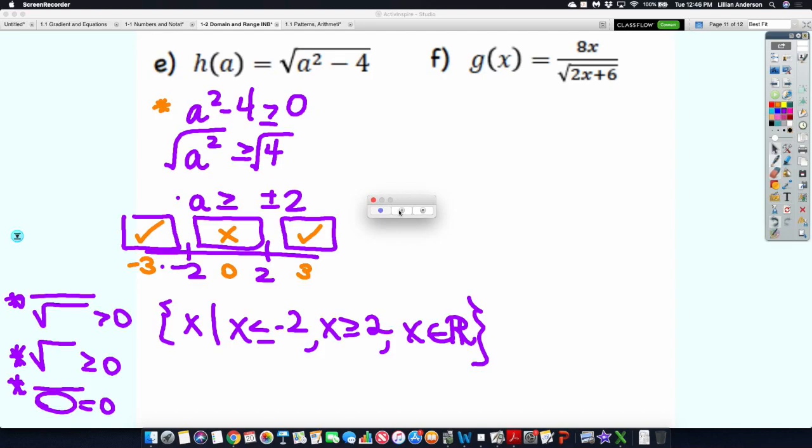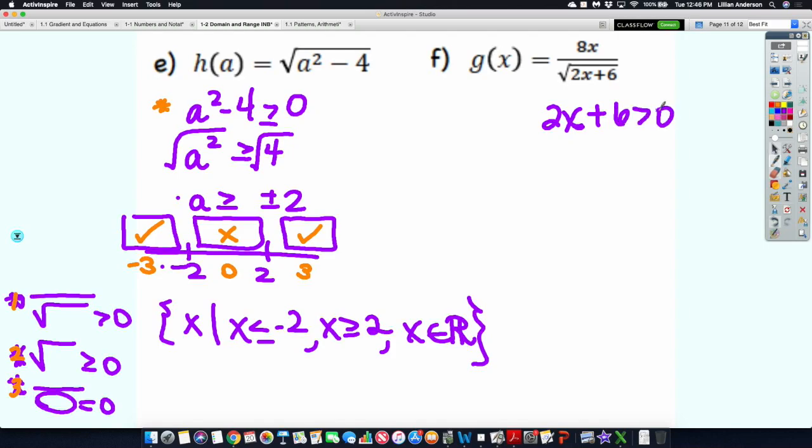So we have 8x divided by the square root of 2x plus 6. Which one of these stipulations is it? Is it 1, 2, or 3? 1. Because we have a radical in the denominator, which means that whatever is underneath the radical, we have to set greater than 0. Okay? And so, how do I solve for x? Minus 6 to both sides. Just like when we were solving inequalities on the homework the other night, similar thing. So we subtract 6 to get this, and then what do we do?